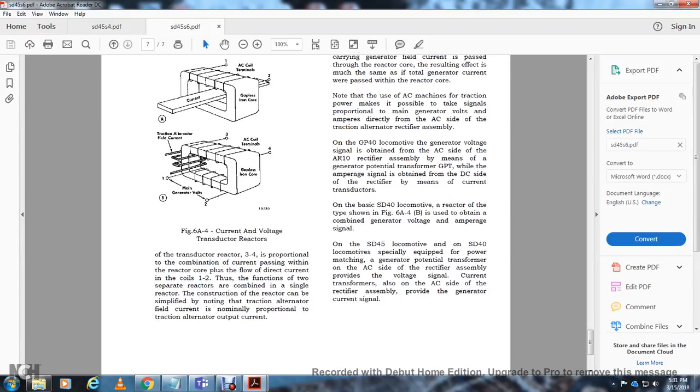The basic SD40 locomotive has the reactor of the type shown in figure 6A4B, with the B obtaining the combined generated voltage and amperage. On the SD45 locomotive and the specially equipped SD40 locomotive, the power matching generator potential transformer on the AC side of the rectifier assembly provides the voltage signal, and the current transformer, also on the AC side of the rectifier assembly, provides the generator current signal.